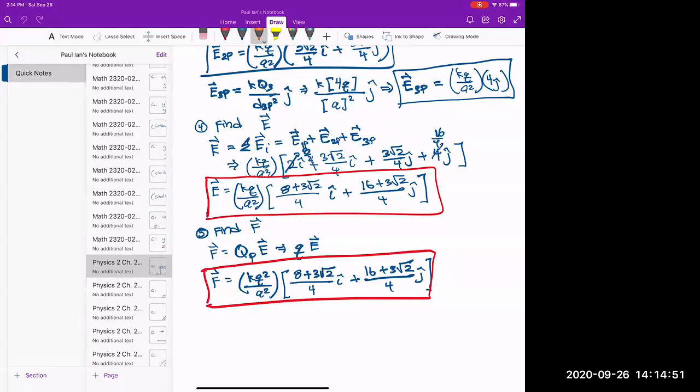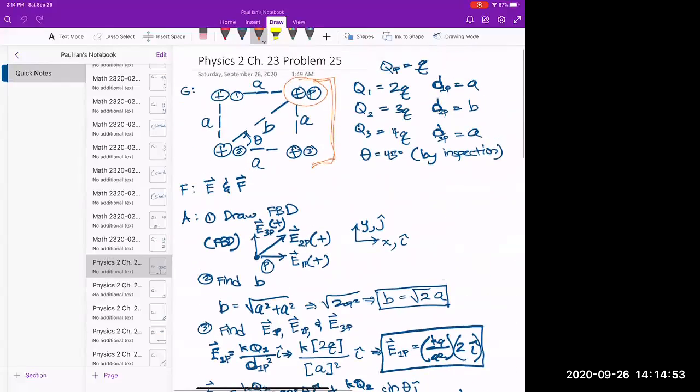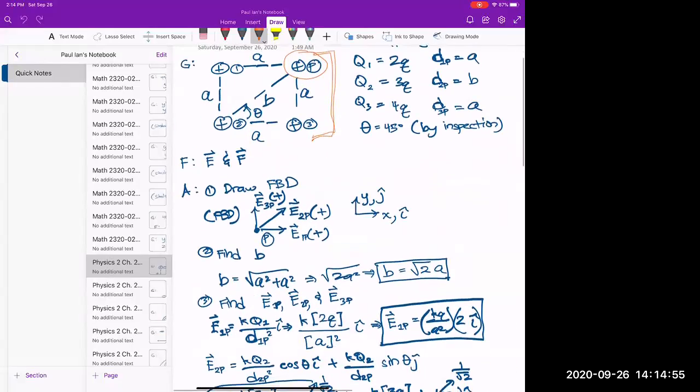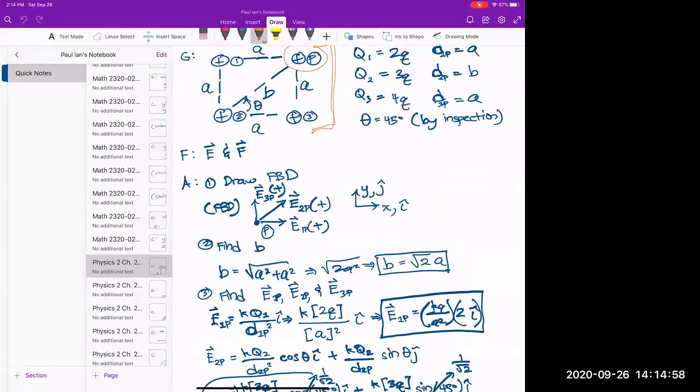Okay, let's go over it from scratch, just to see what the steps are.